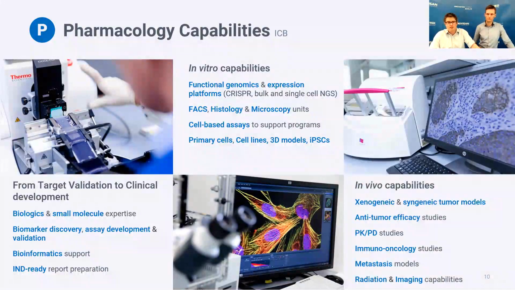In the in vivo part, we can offer xenogeneic as well as syngeneic tumor models, doing a lot of different anti-tumor efficacy studies, especially in the immuno-oncology field. We can offer PK/PD studies, which are often also connected to the biomarker questions. We can offer metastasis models, and we also have radiation and imaging capabilities.